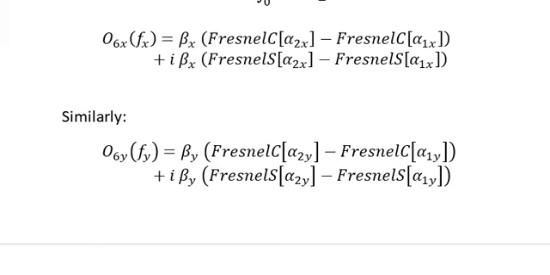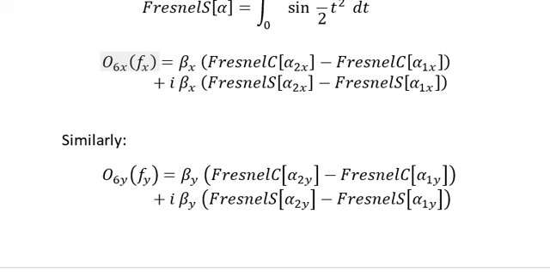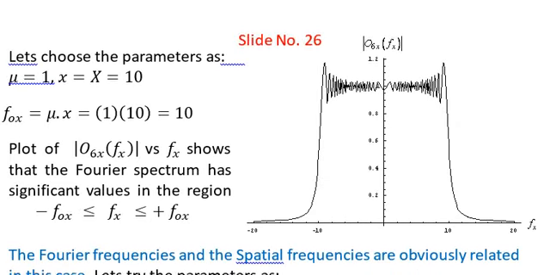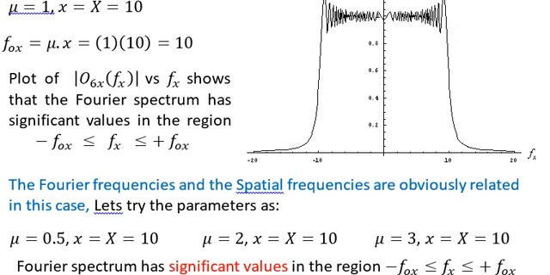Now we want to plot the function. Which function? That is O6. But you know that O6 contains iota, so we are going to plot the absolute value of O6 versus Fx. Fx is the spatial frequency, the variable in the Fourier plane. So we are going to plot the mod value of O6 versus Fx. This is shown in the figure.